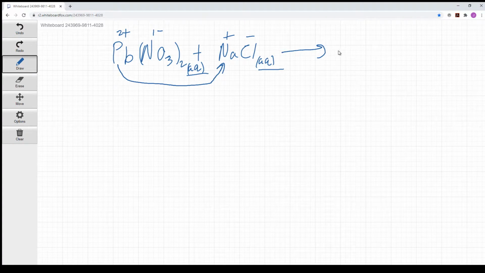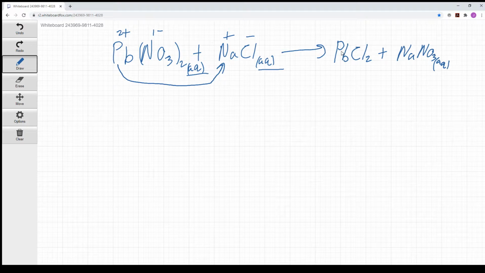So if we exchange partners here, we're going to get lead chloride, and we're going to get sodium nitrate. So if we look at our solubility rules, it says all sodium salts are going to be soluble. So this one's going to be soluble. It also says all nitrates are going to be soluble. So this is going to be really soluble. So this is aqueous.